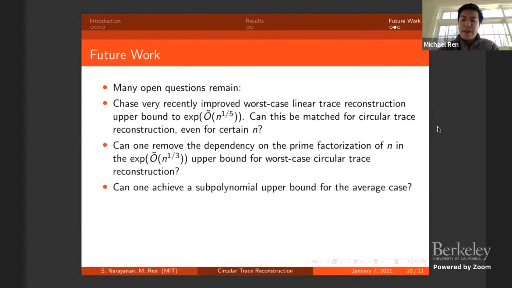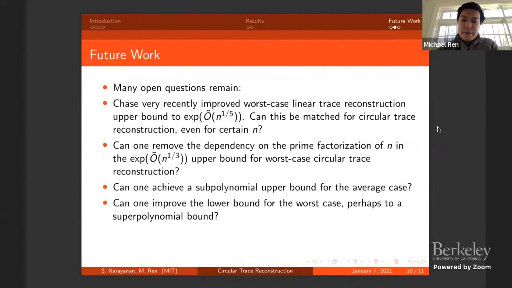So the difficulty here is that most of the previous work for the average case, where a subpolynomial bound was obtained, tries to reconstruct the string from beginning to end. The difficulty for circular strings is that there is no beginning to the string, and it seems difficult to align the string so that we can consider a beginning. There's also the question of if we can improve the lower bound for the worst case, maybe to a super polynomial bound, since it seems we can get better bounds for this compared to the linear string case.